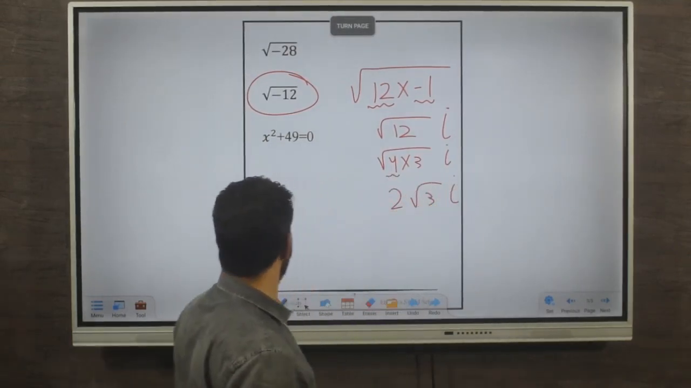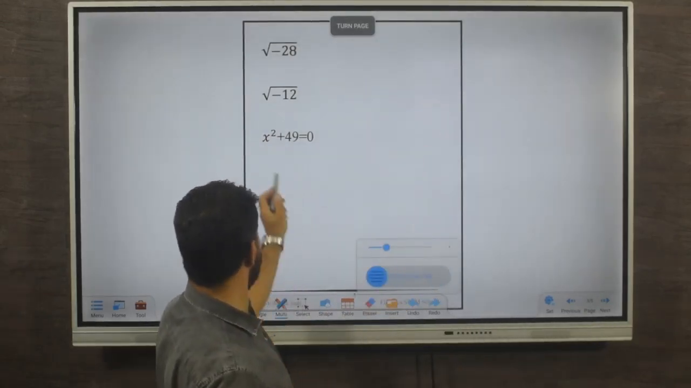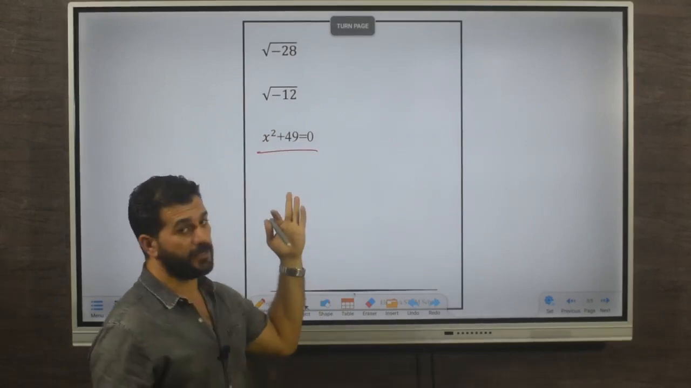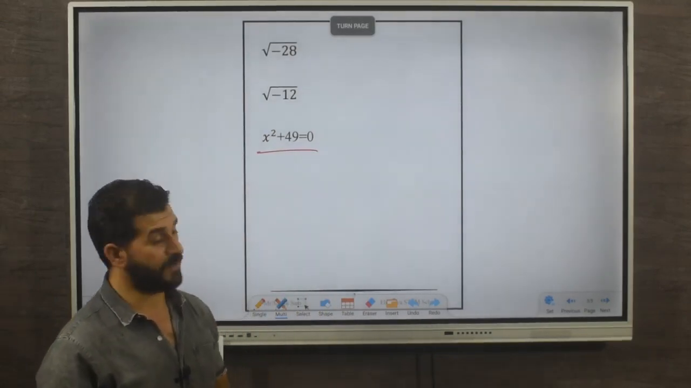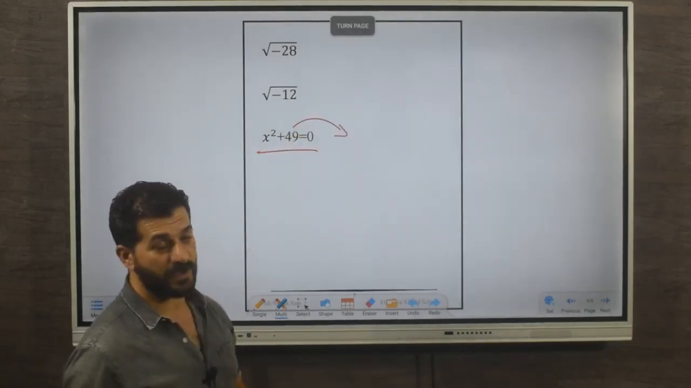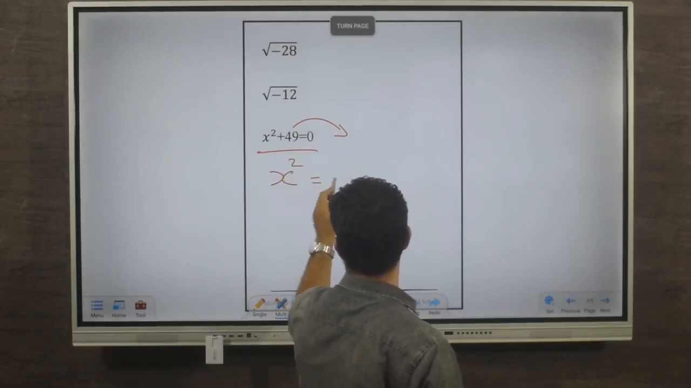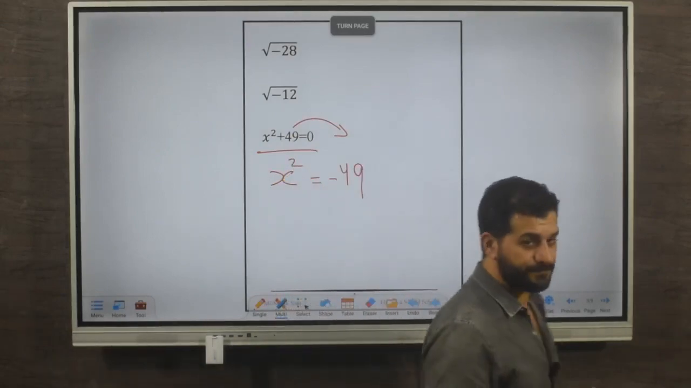That's it. The next one, I have an equation. This equation is x squared plus 49 equals 0. And I want to get the value of x. And I think you are familiar with it now. You can get the value of x. You can do it depending on yourself. So x squared equals negative 49, as you see here.